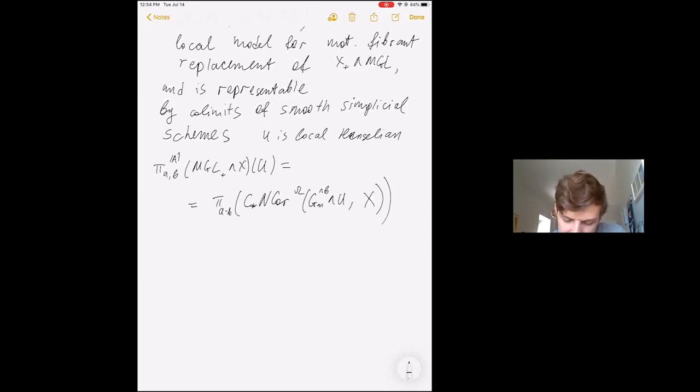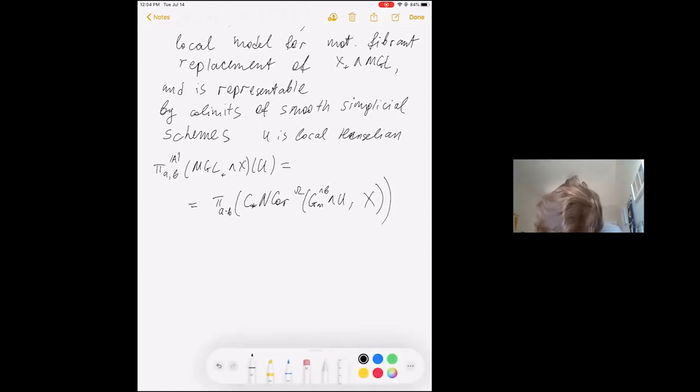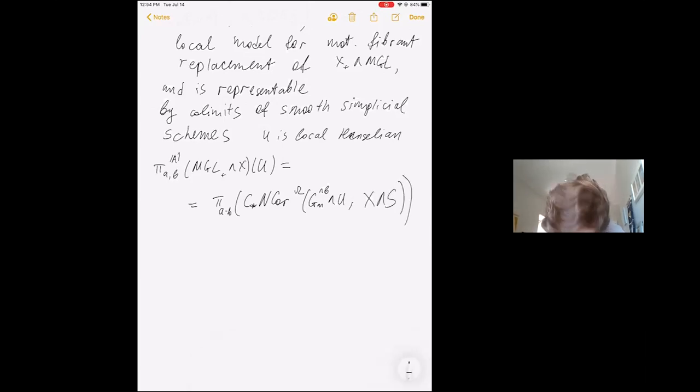So actually, this computation of the A1 homotopy groups works not only for local Henselian schemes, but also for all the open subsets of affine space. So every A1 homotopy group can be computed as the usual simplicial homotopy groups of this S1 spectrum. When U is not local, we don't have this result, but when U is local Zariski, we can get this description.